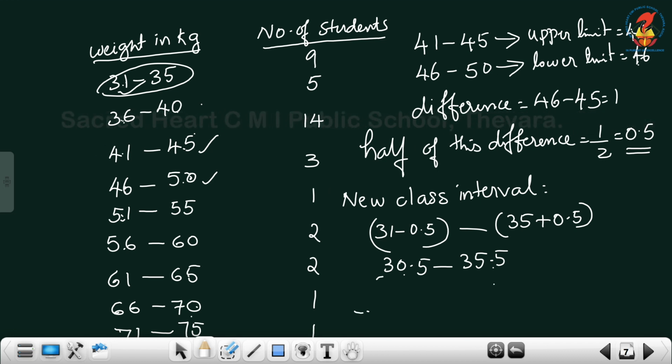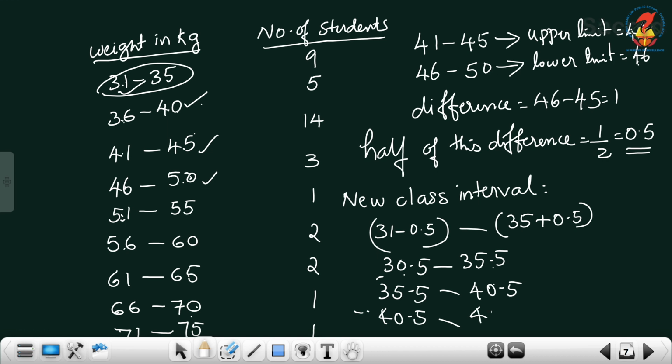What is the next class interval? 36 minus 0.5, that means 35.5, to 40 plus 0.5, 40.5. Next class interval, 41 minus 0.5, that is equal to 40.5, to 45 plus 0.5, 45.5. Okay, this is a continuous class interval.